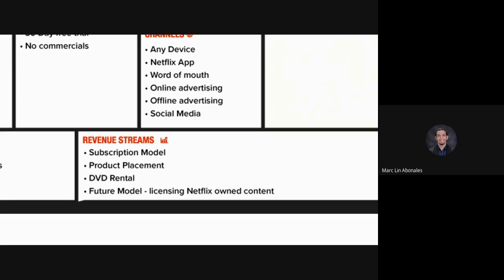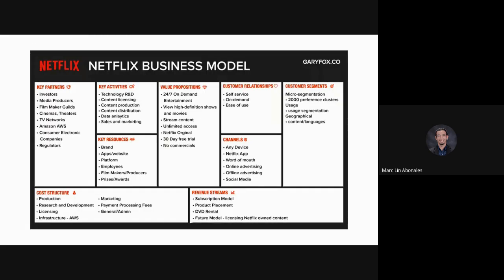So here in Netflix, the customer who wants to get the Netflix app will pay for the subscription, and then there are product placements, DVD rental, and a future model, which is licensing Netflix's own content. So this is the input of the business model canvas, an example of a business model canvas.